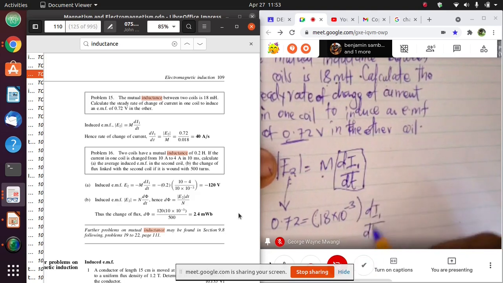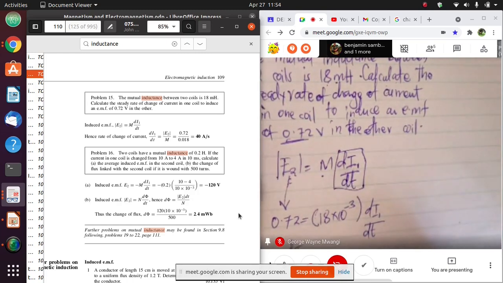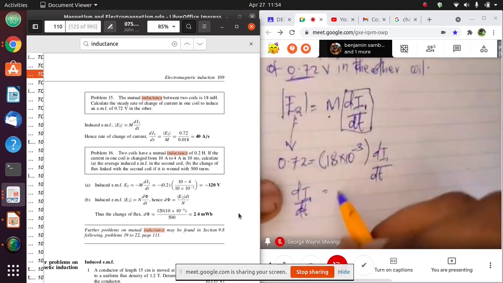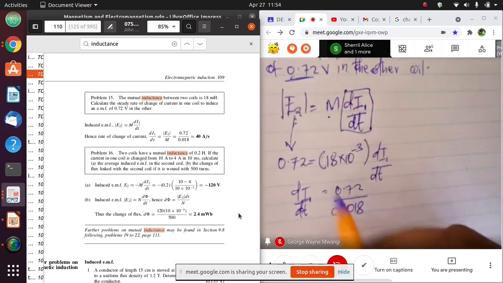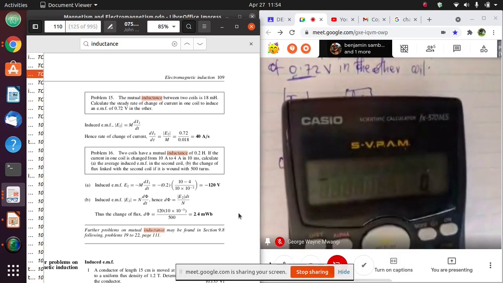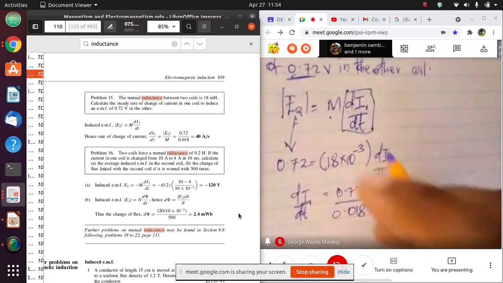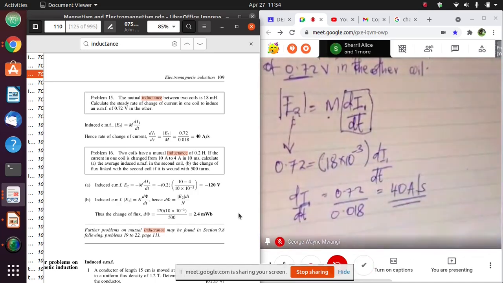dI1 over dt. So the change of current in one coil with respect to time will be given by 0.72 divided by 0.018, or 18 times 10 raised to the power negative 3. So 0.72 divided by 0.018 gives you that the change of current with respect to time is 40 amperes per second.